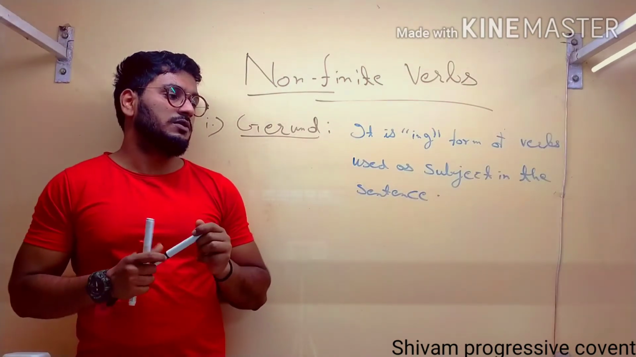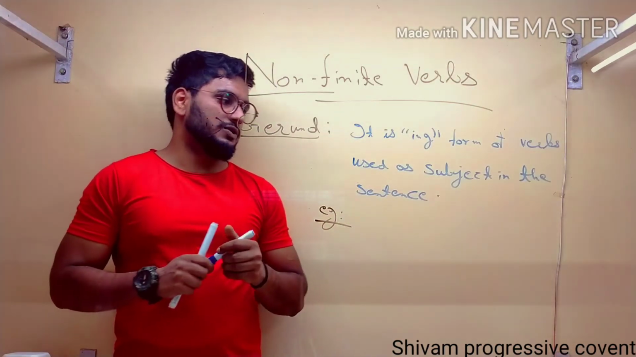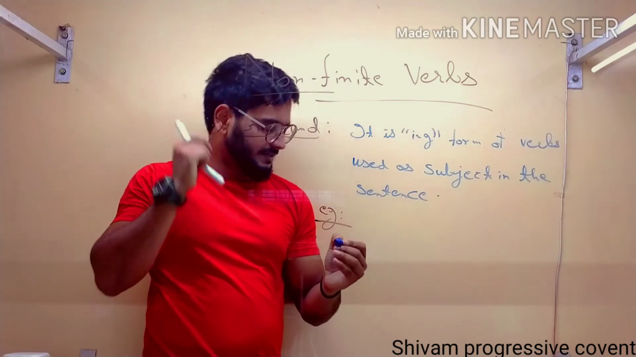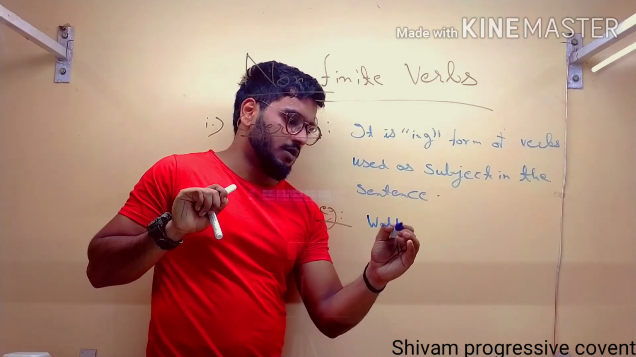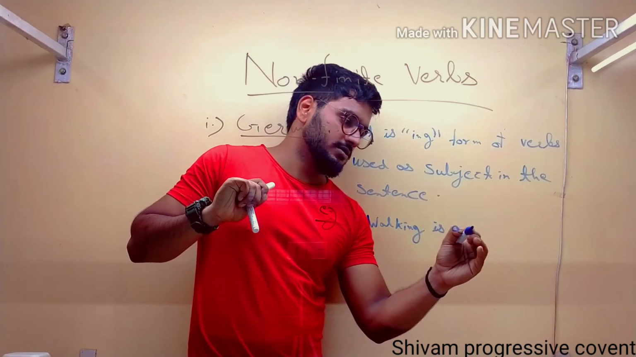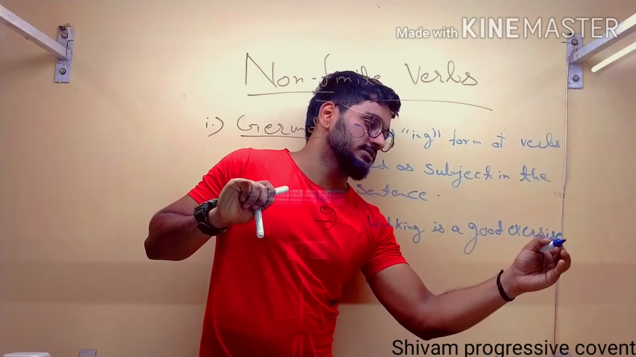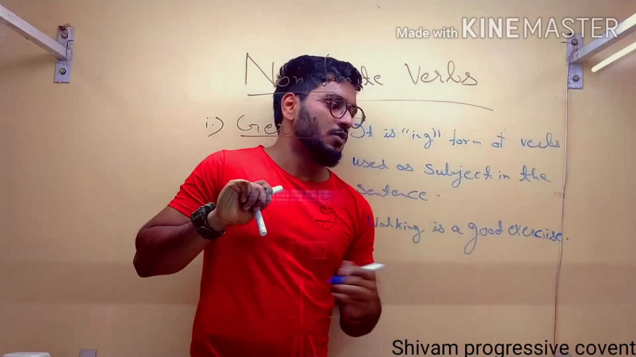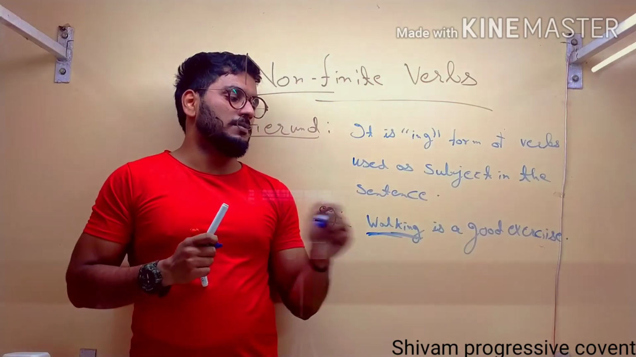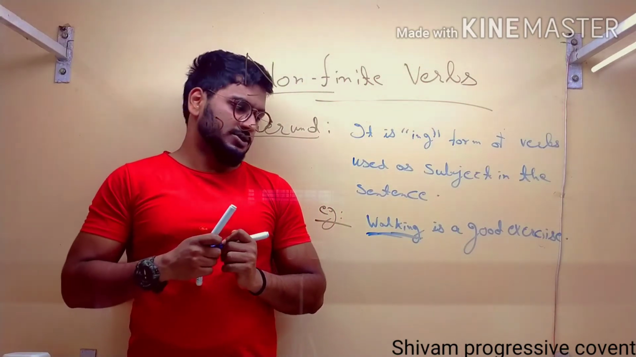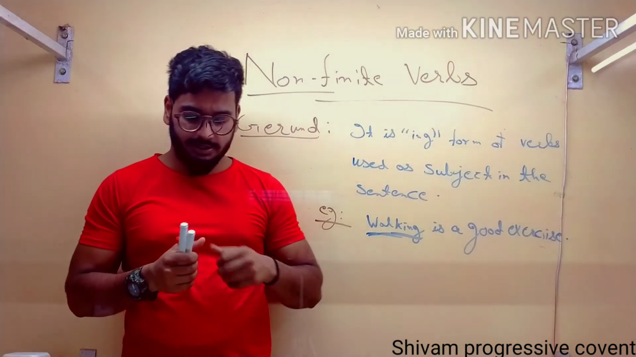If you still want some example, then note down the example now. I can take an example like: Walking is a good exercise. Walking is a good exercise. Note down, this is actually a verb in ing form but acting as the subject of the sentence. So this is what I mean to say. I hope you understood it very well.